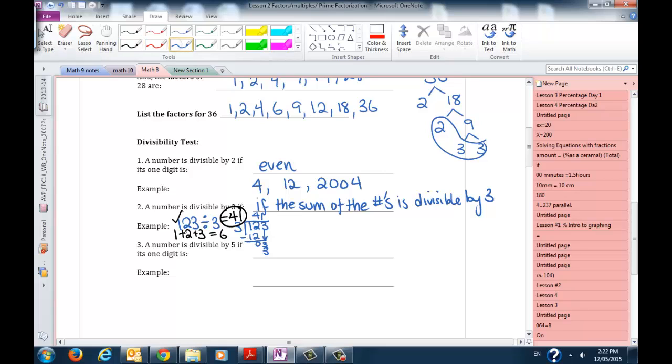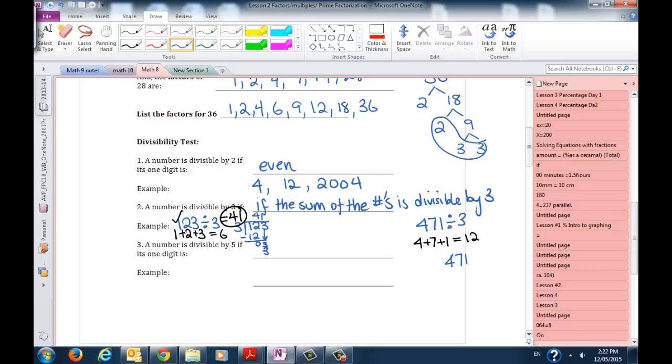Let's do one more example. Maybe I'll do it over here. So what if I want to know if 471 is divisible by 3? Well, I'm going to add up all the digits. So 4 plus 7 plus 1 equals 12. And 12 is divisible by 3. So I know that 471 will divide nicely by 3.